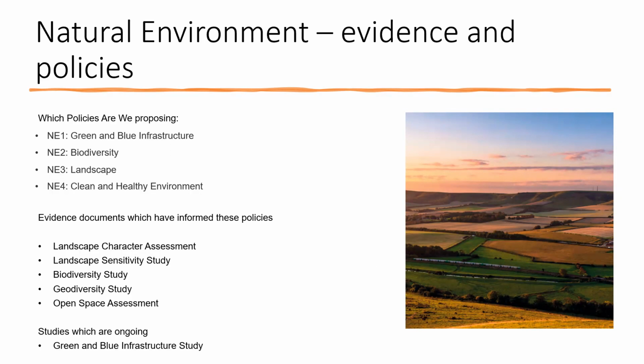So the local plan policies proposed to support the district's overall aims in relation to the natural environment are NE1, which is a policy on green and blue infrastructure, NE2 on biodiversity, NE3 around protection of landscape qualities, and NE4, which is around creating a clean and healthy environment. So the policies that we're proposing have been informed by a number of evidence documents, which have been completed to date, including those listed on the slide: landscape character assessment, landscape sensitivity study, biodiversity study, geodiversity study, and an open space assessment. And I'll talk briefly about those in a moment. There's also the green and blue infrastructure study, which is still ongoing, due to be completed next year. Can you go to the next slide, please?